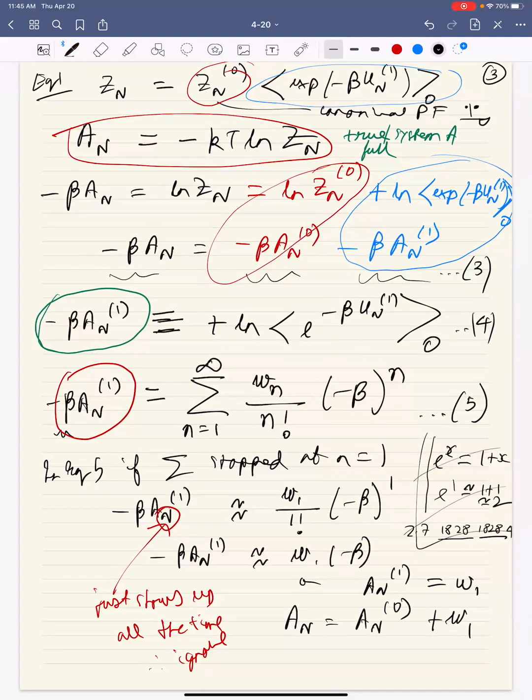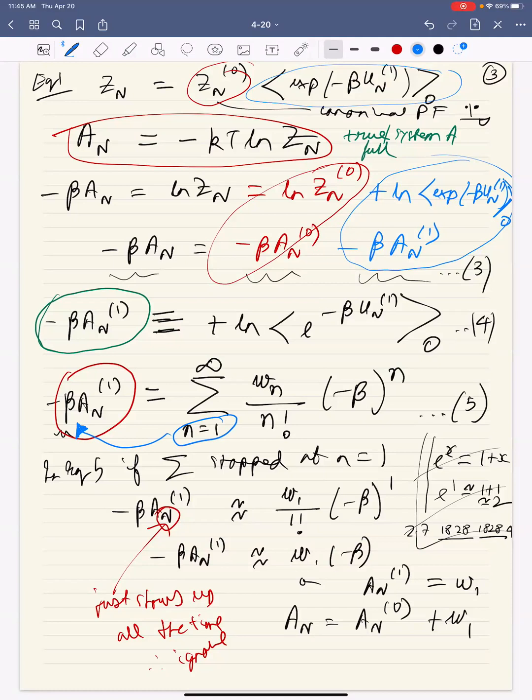So the main point: we started with n equals 1 to reflect that we are looking at minus beta A_N^1. If we were not looking at A_N^1, then the exponential would have started at n equals 0. But we removed that part. That's what happened. So good.